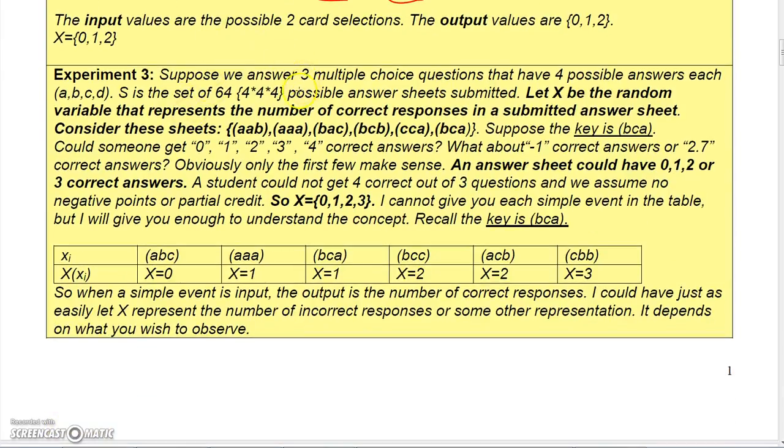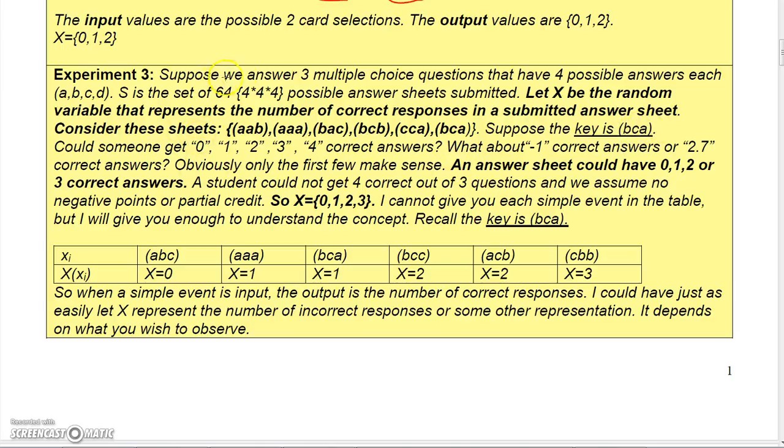Experiment 3. Suppose we answer 3 multiple choice questions that have 4 possible answers each, A, B, C, and D. S would be the set of 64, and I got that by just saying 4 times 4 times 4 possible answer sheets submitted. Let X be the random variable that represents the number of correct responses in a submitted answer sheet. Now, consider these answer sheets: AAB, AAA, BAC, BCB, CCA, and BCA. Now, let's suppose the key is in this order, BCA.